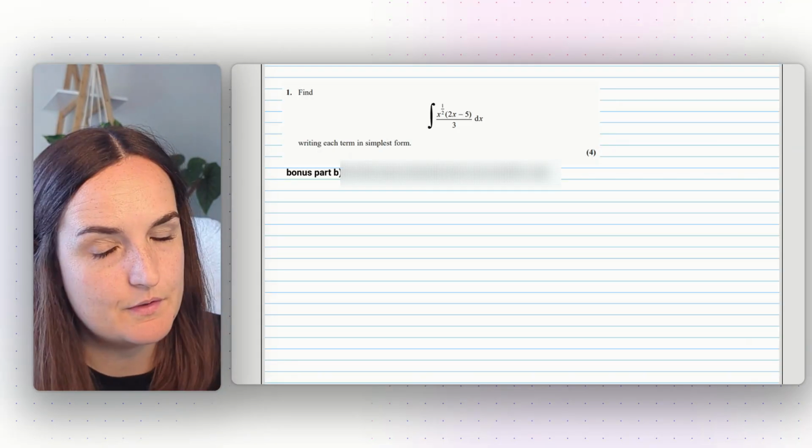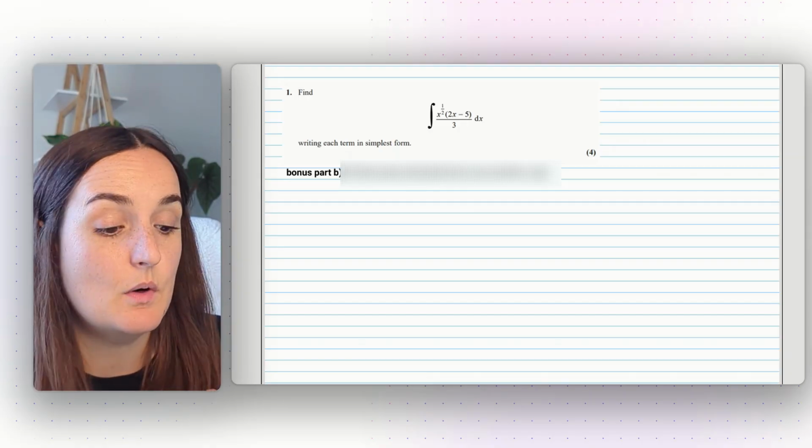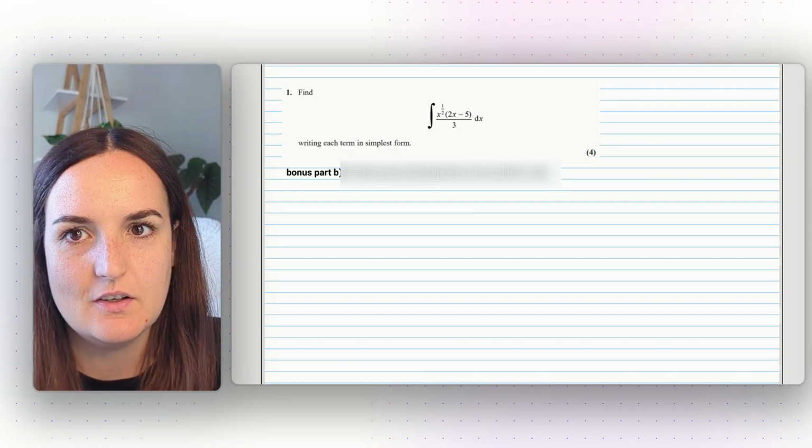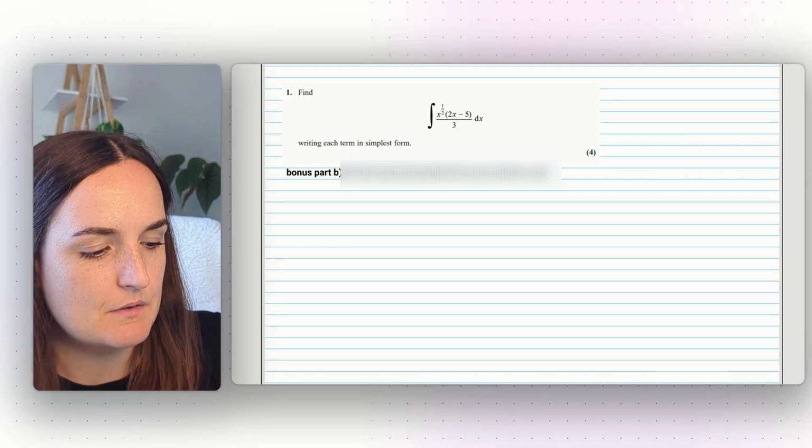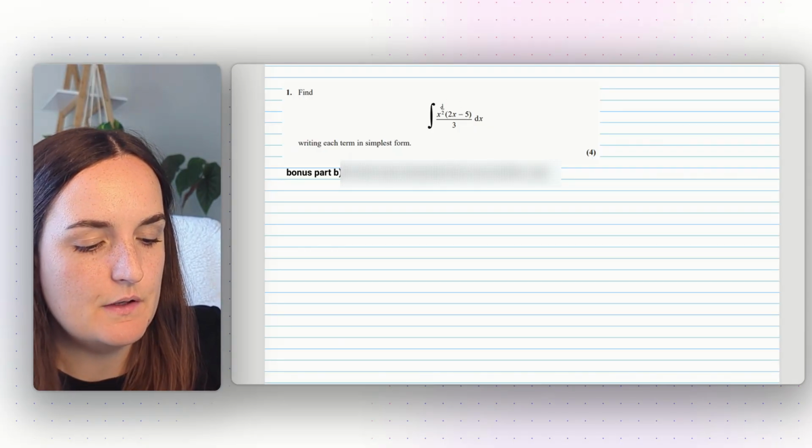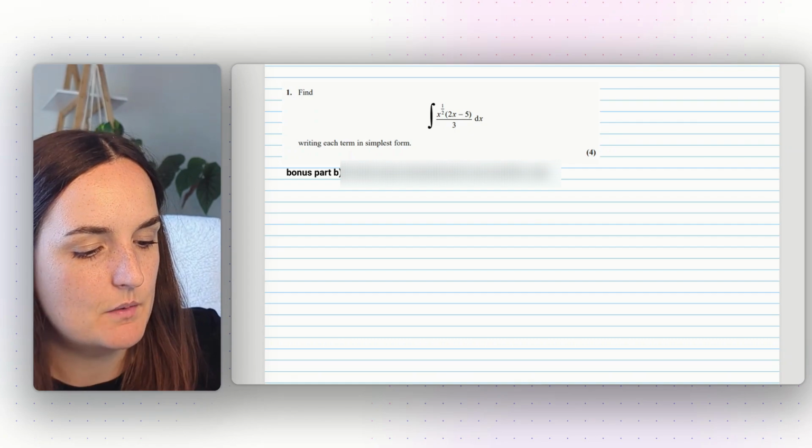It's quite a simple one. The first question is always quite nice and easy. They ease you in. It's quite often differentiation, integration, or something with indices. So let's have a look. So if you're integrating something like this, hopefully you're thinking this definitely needs a rewrite. So we're going to rewrite this.